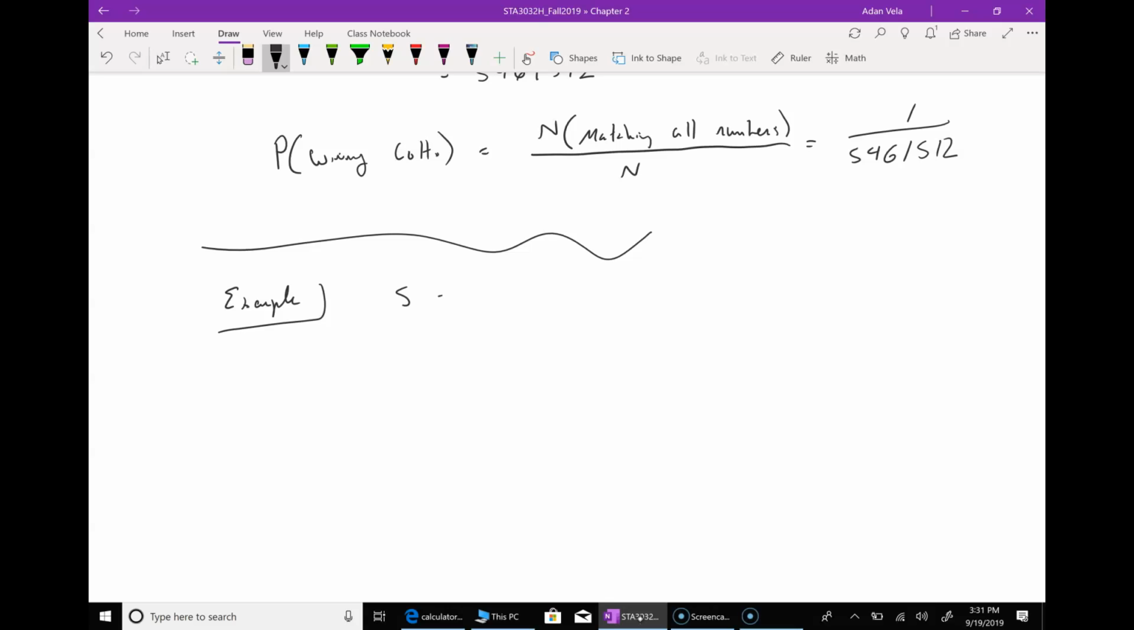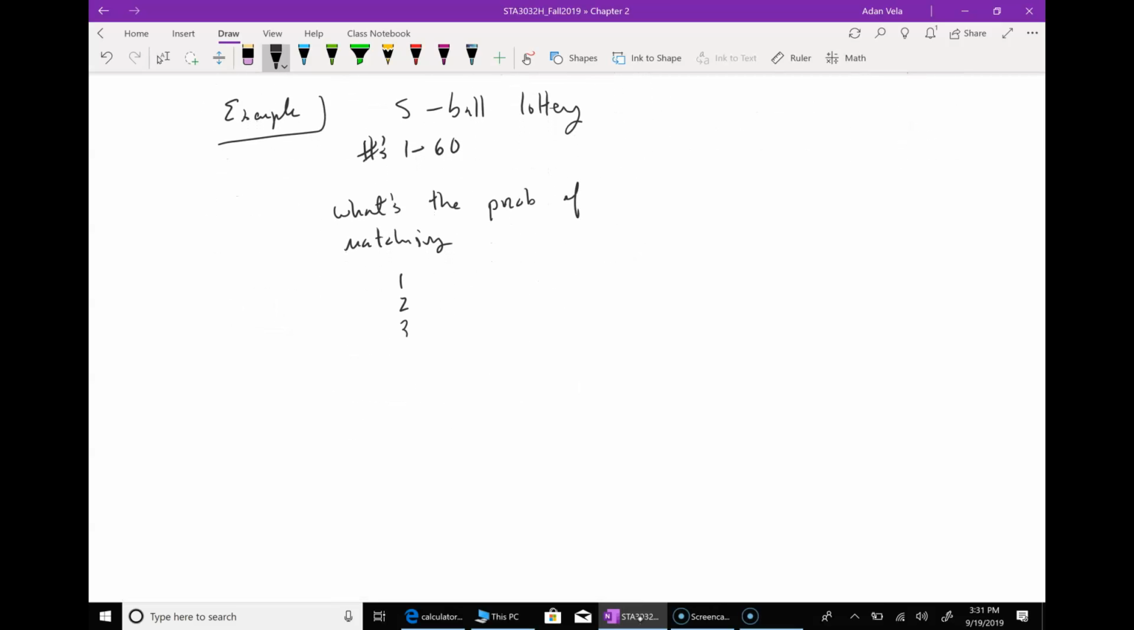So we're still going to do the 5-ball lottery, with numbers 1 to 60. And the question we're going to ask is, what's the probability of matching 1, 2, 3, 4, 5, and, well, we already did 5. 1, 2, 3, or 4 numbers.